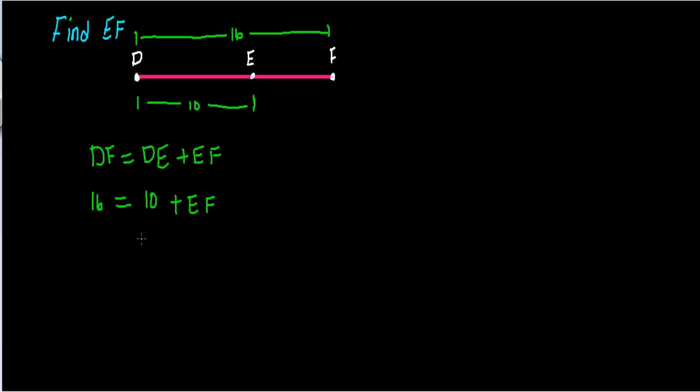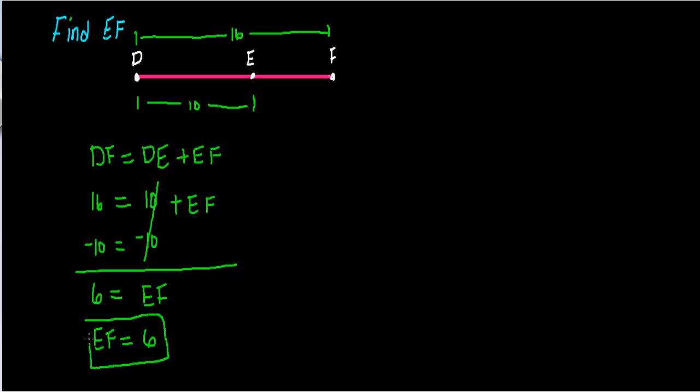The way to do that is we subtract 10 from each side of the equal sign. We subtract 10 on this side and 10 on this side, and we end up with 16 minus 10 is 6 equals 10 minus 10 is 0, so this cancels out, and I'm left with EF on this side. So this means that EF is equal to 6, and that is the answer to this example.